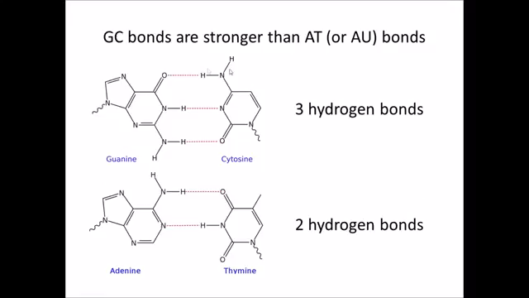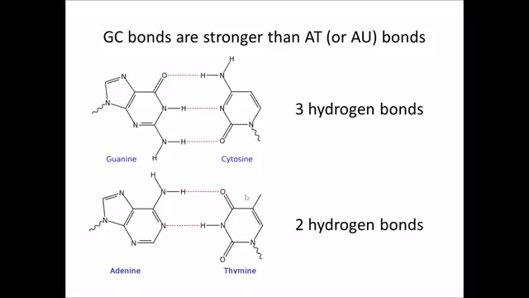So because GC bonds have 3 hydrogen bonds, they're actually stronger than AT or AU bonds. So here we can see that thymine and uracil actually have an extra oxygen here that doesn't participate in hydrogen bonding. But hydrogen bonding occurs when there's a partial negative charge on these oxygens and then a partial positive charge on these hydrogens attached to the nitrogens, because the nitrogen is pulling the electrons away from the hydrogen.